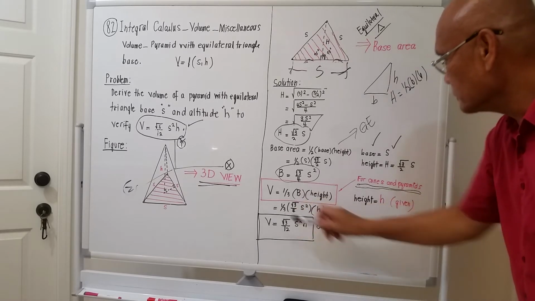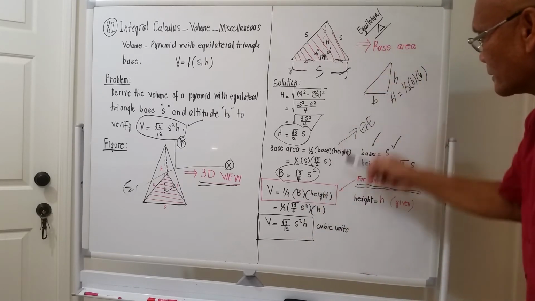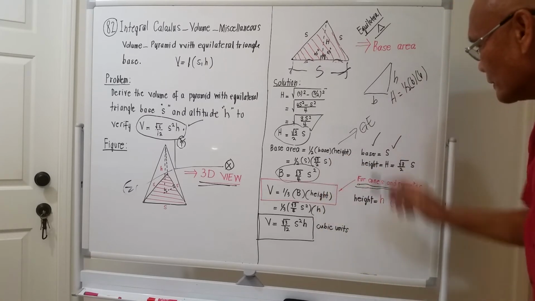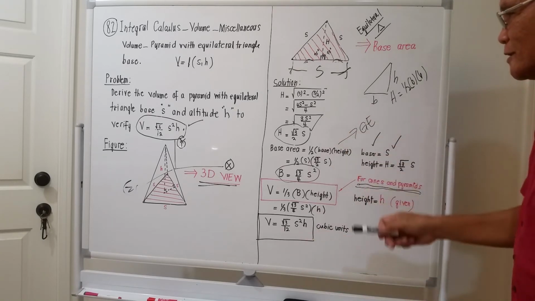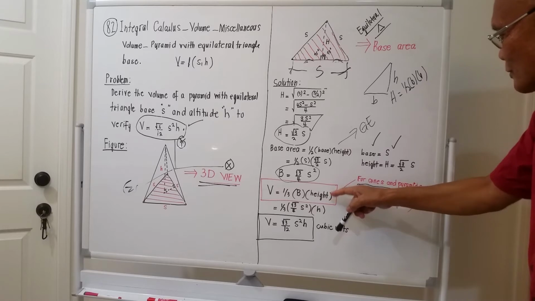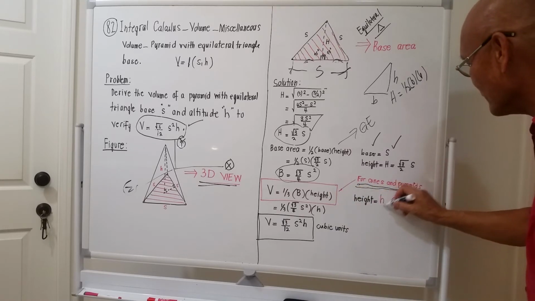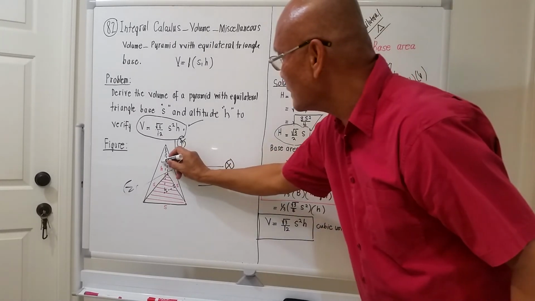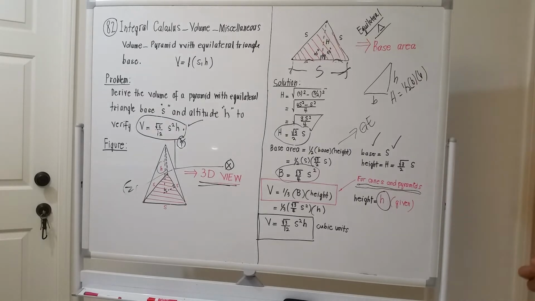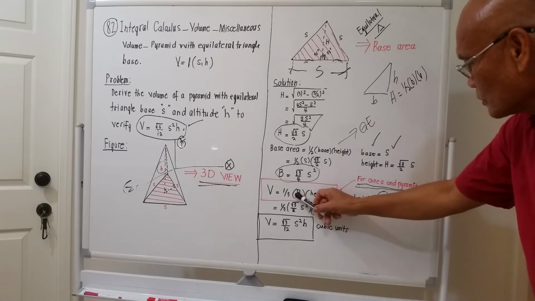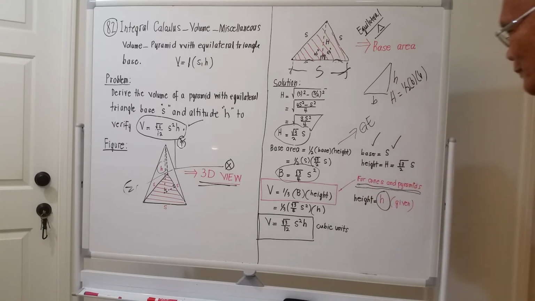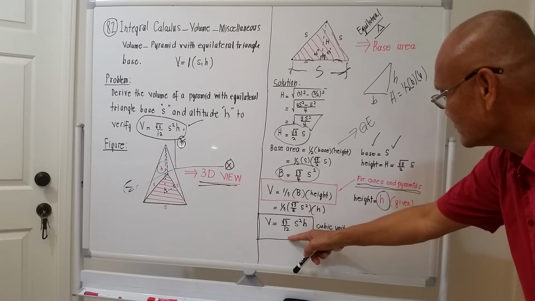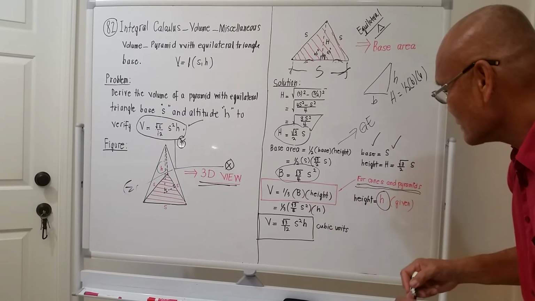So this should be 1/3. The base area for an equilateral triangle is square root of 3 over 4 s squared. So this should be square root of 3 over 4 s squared times, since we are now taking the volume of the pyramid, the height being mentioned here is h, the one given. So if we take the product, 1/3 times the square root of 3 over 4 s squared times h: 1 times the square root of 3 is the square root of 3, 3 times 4 is 12, this is s squared, this is times h.